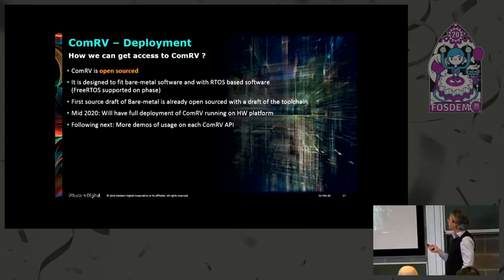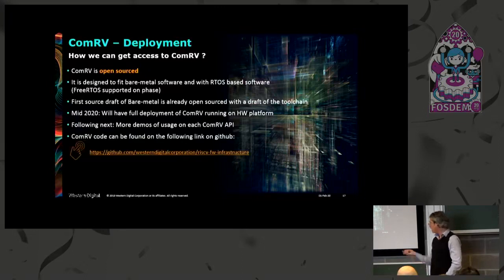Following next, more demos for usage of each CommRV API. The target is that we want an SDK for developers to see all the demos, all the APIs, and start designing their code based on CommRV. This is the GitHub that we are providing. Soon it's going to move to Chip Alliance, but so far it's here. And also we're going to provide the toolchain branch to support it. That's it. Thank you very much.